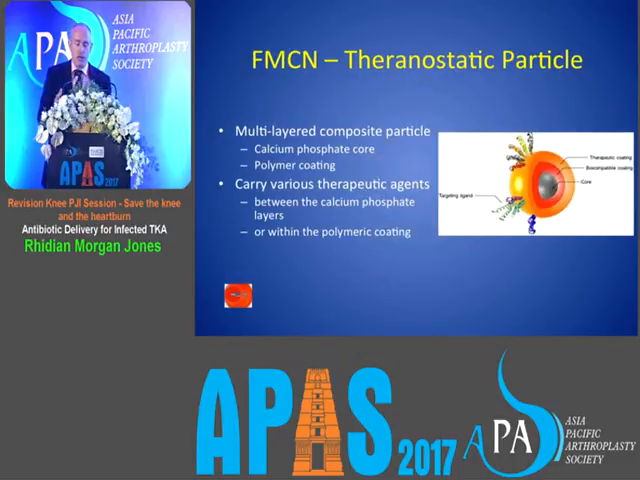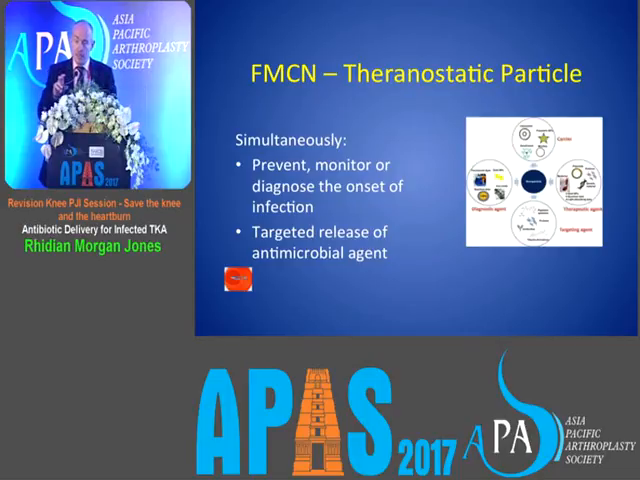The theranostic particle is a multi-layered composite particle of a calcium core and polymer coating, between which antibiotics are layered. Theoretically, at least, the theranostic particle is fantastic because it can prevent, monitor, and diagnose the onset of infection, and give a targeted release of antibiotics when it's needed, when the bugs are there.